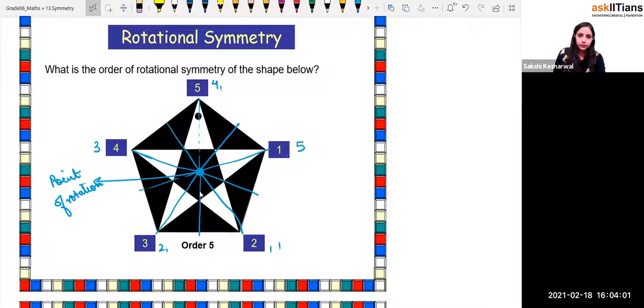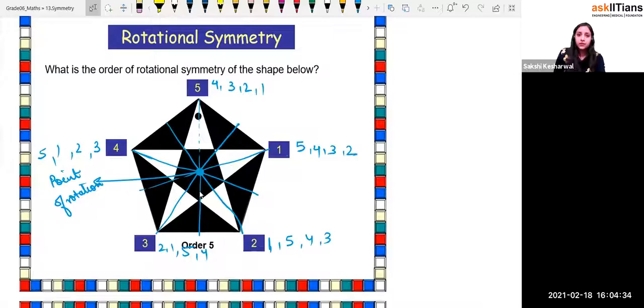Yeah, the 1 will become 5. Now this is like 1. Now if you're going to rotate this, this is going to be 1, and this is going to be 2, this is going to be 3, this is going to be 4, and this is going to be 5. Again, starting from here, this is going to be 1, 2, 3, 4, 5. Now this is going to be 1, 2, 3, 4, 5, right?